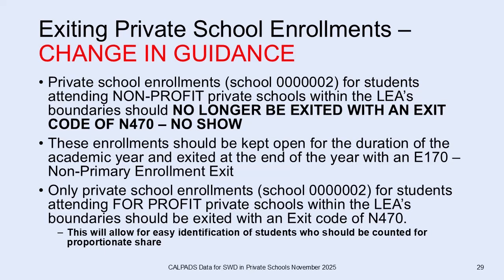This is really going to improve your ability to make the distinction, because in CalPADS right now, honestly, we can't tell the difference between for-profit and nonprofit private schools. Those enrollments, we just can't tell. And so your way of being able to make the distinction is: I'm evaluating a student that is attending a for-profit private school. They're eligible, but they're not going to be participating. I'm going to go ahead and exit that enrollment with an N470 because I don't want to count that kid in my proportionate share. All of the other kids that are attending nonprofit private schools, you leave their enrollments open, and exit them at the end of the year with the E170.